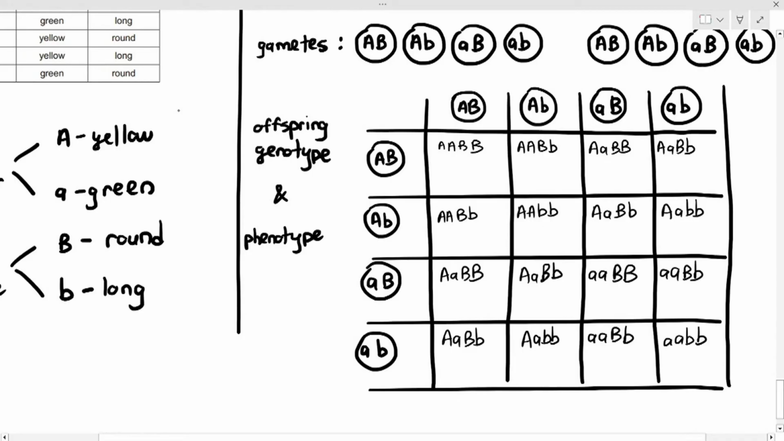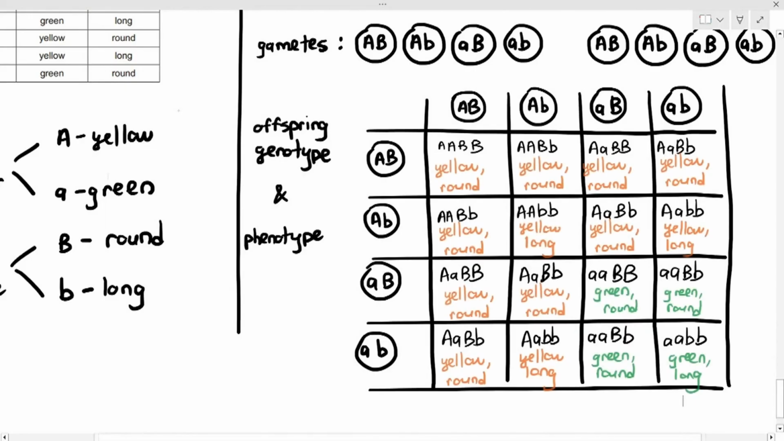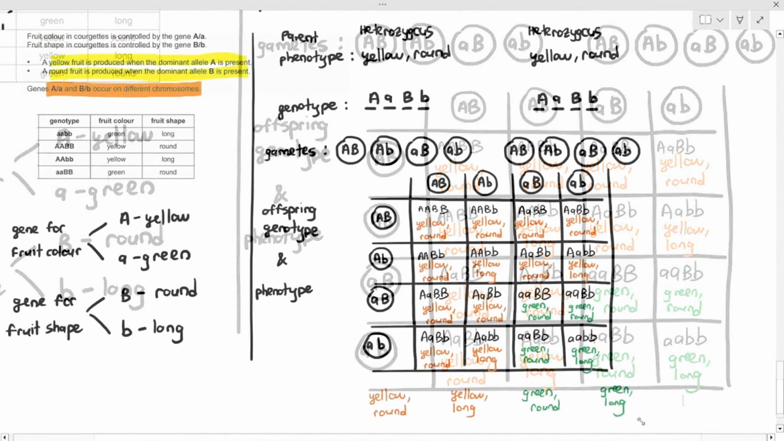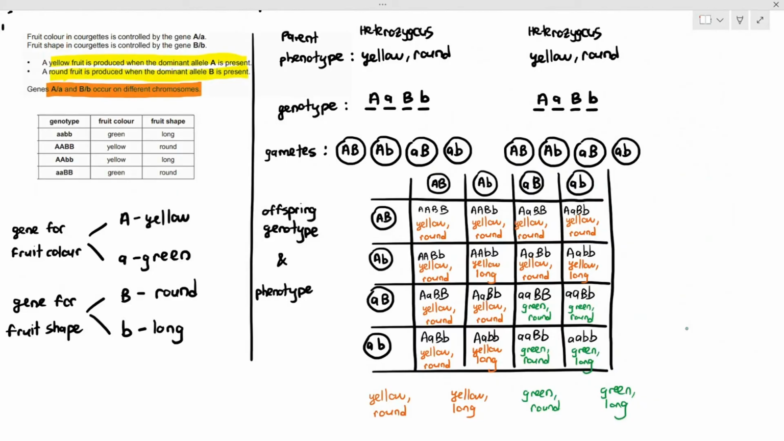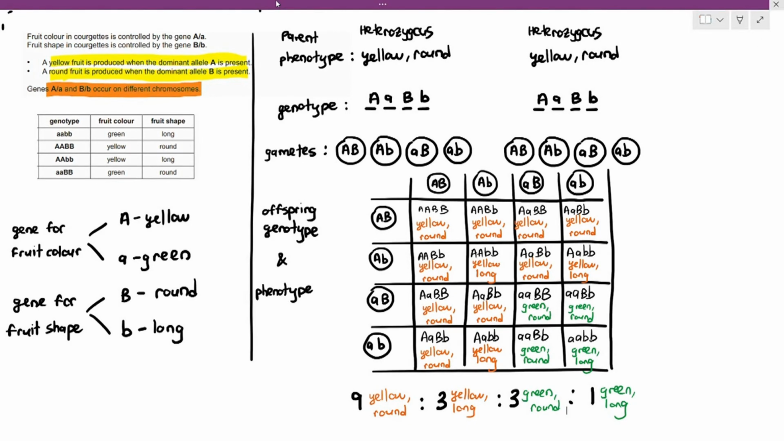So when you unpause and check your answer over here, these are the phenotypes, okay? Write out all the phenotypes. You're able to get yellow round, yellow long, green round, and green long. Check the ratio. The ratio for yellow round will be 9, yellow long will be 3, green round is 3, and green long is 1. 9, 3, 3, 1, when two heterozygous organisms are crossed, in the case of dihybrid unlinked inheritance.